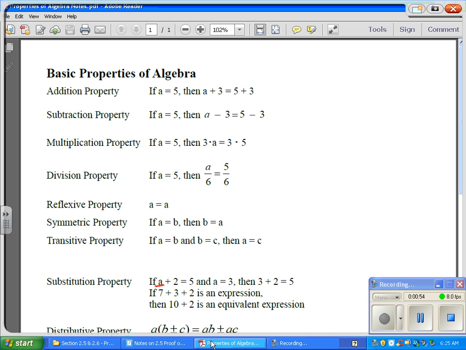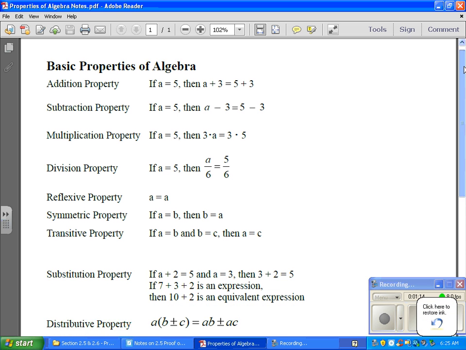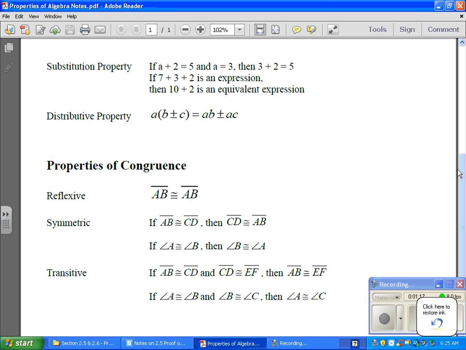There are two kinds of substitution. You can take this letter out and put this number in for it, and that shows right here. Or you can have an expression, do part of it, like 7 plus 3 makes 10, and replace the problem piece with the answer. That's two different types of substitution. Then we also have some that deal with geometry as well. But our most familiar one is distributive property. And distributive property is just multiplying through the parentheses.